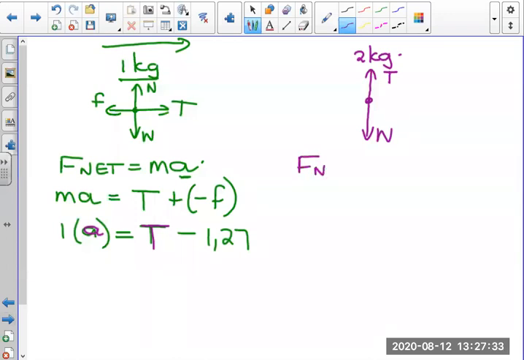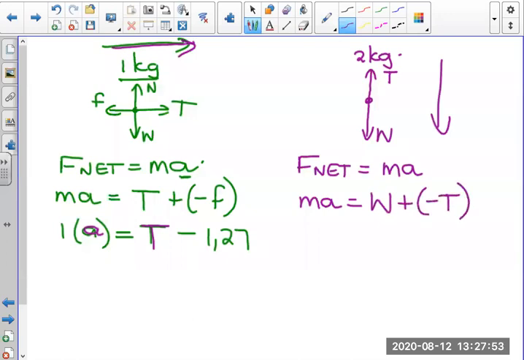I'm going to say F net equals M times A. So I say M times A equals, now remember this 1 kilogram block is going to the right and this one is going to go downwards. So therefore I'm going to have the weight minus the tension, as you can see there. Mass is 2, I don't know A. I have the weight because weight is M times G, so it's 2 times 9,8, and then I want tension. Can you see that?